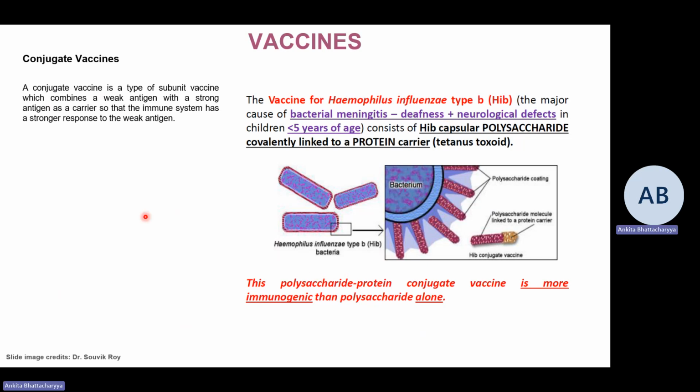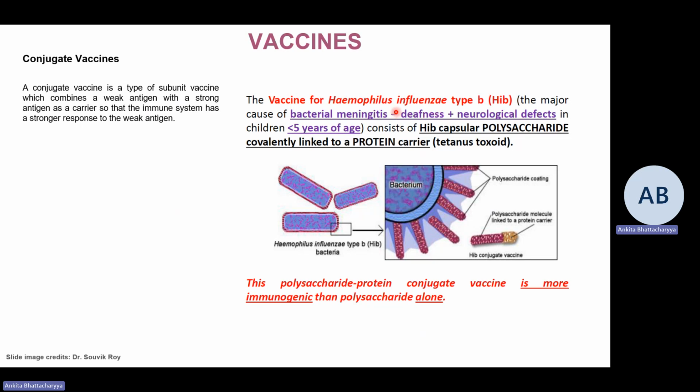We have conjugate vaccines. A conjugate vaccine is a type of subunit vaccine which combines a weak antigen with a strong antigen as a carrier, so that the immune system has a stronger response to the weak one. The example for this is the vaccine for Haemophilus influenzae type B, or HIB, a major cause of bacterial meningitis, which causes deafness and neurological defects in children who are less than 5 years of age.